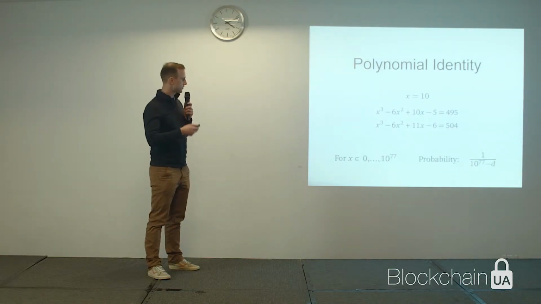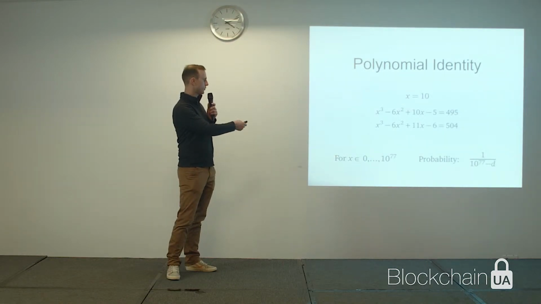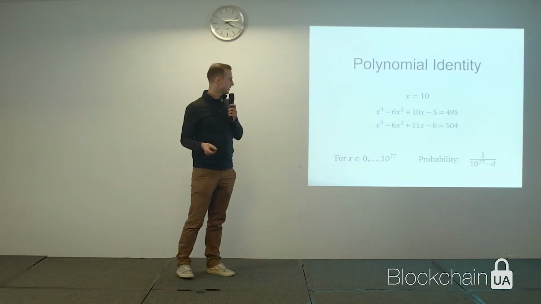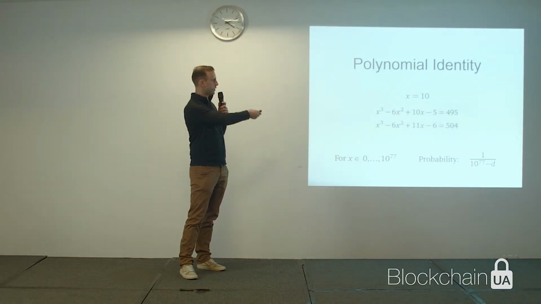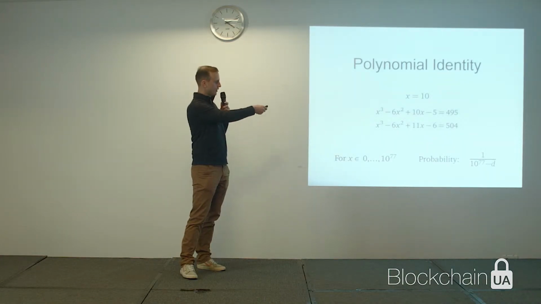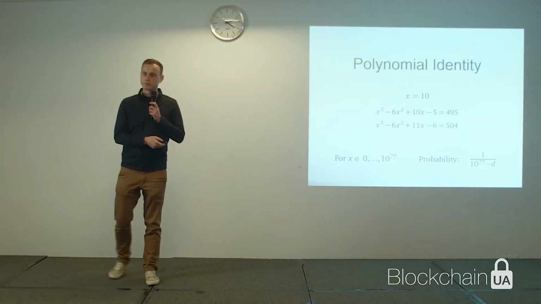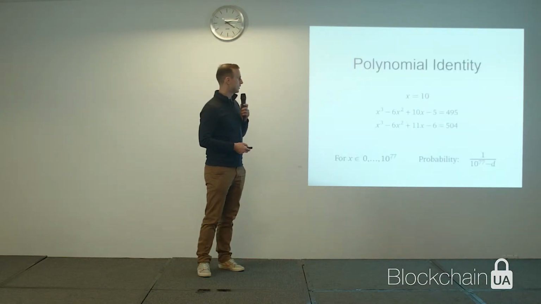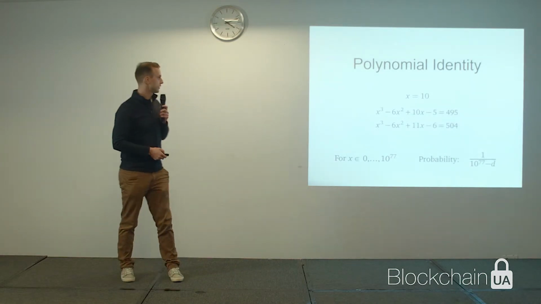And because of this property that I explained to you, if we choose x from the range from 0 to almost the number of atoms in the universe, the probability that you will hit the same evaluation will be the degree of the polynomial divided by the number of atoms in the universe. So it's quite low. So that's why polynomials are at the very core of zkSNARKs.